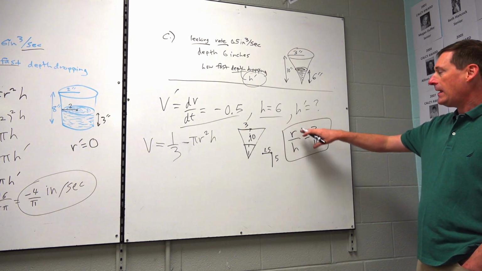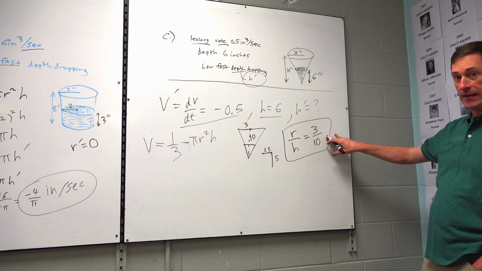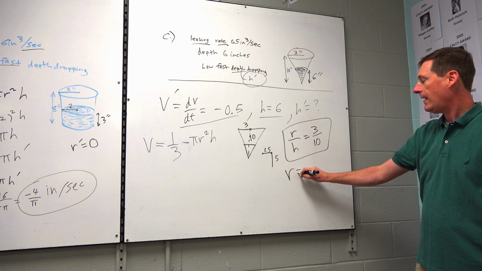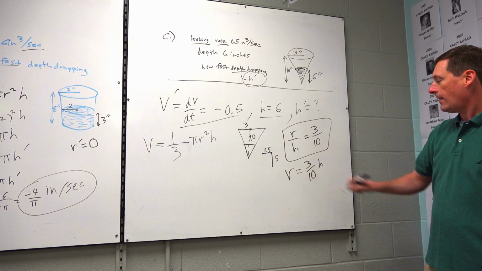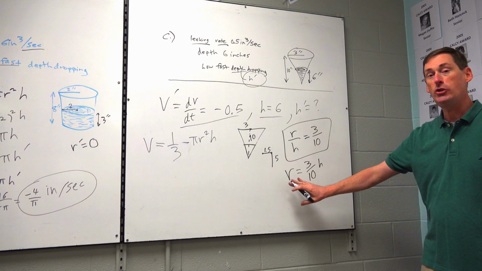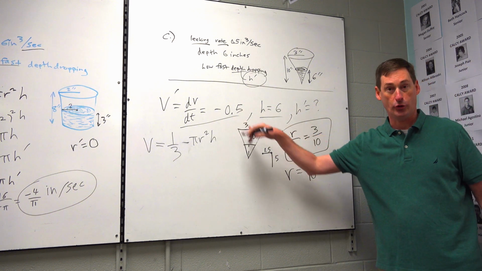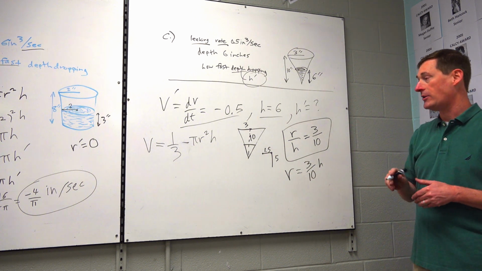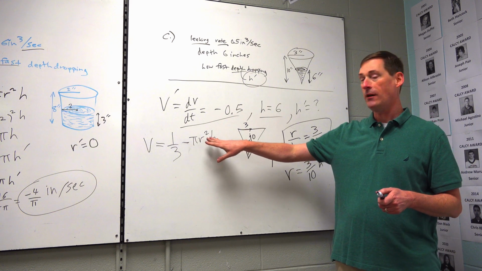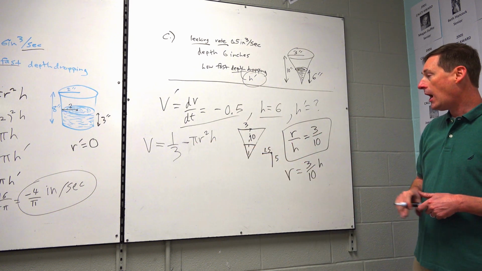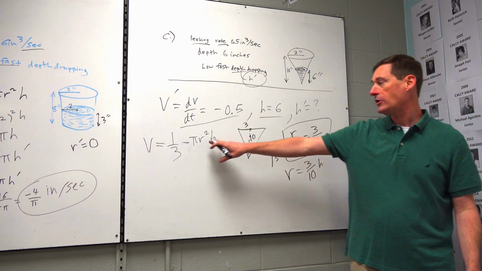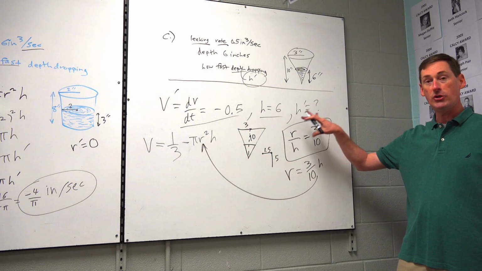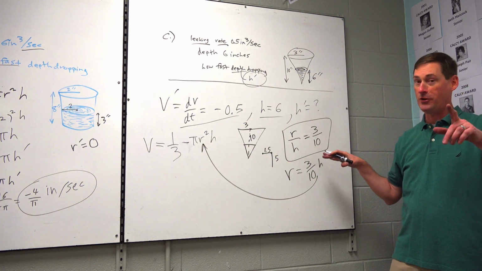So if R over H equals 3 over 10, you could multiply the H up to the other side, and you could say R equals 3/10 H. The radius shall be 3/10 of the height at all times. That's true. Also, though, you could get the H by itself. Now, here's the question I'm going to ask you. Would you rather get H by itself or R by itself? It's okay to get R by itself. We could just square 3/10 H when we plug it in here, because this relationship is permanent all the way down, so we could plug it in now.